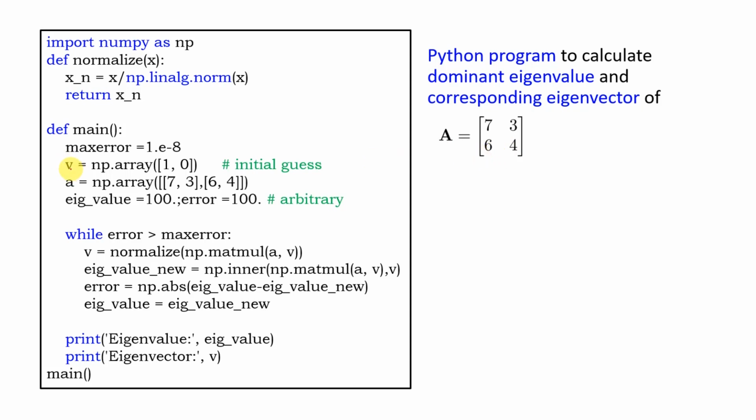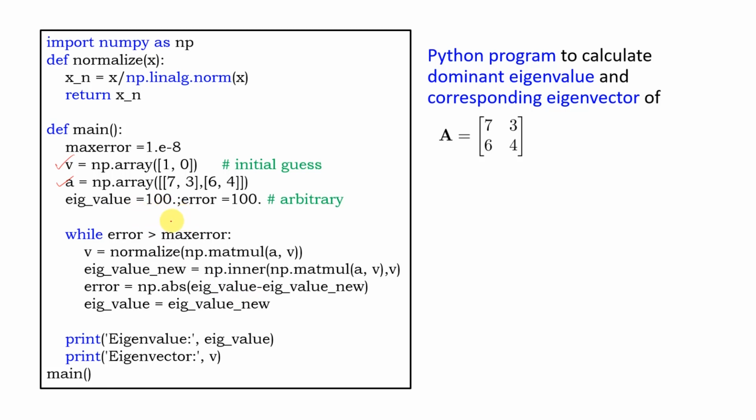Here you can see that this is the initial guess of our eigenvector, and this is the matrix A, that is 7 3 6 4. The eigenvalue 100 and error 100 are just arbitrary numbers to start the iteration, because this is a while loop, so I need some value of this error to begin with. This error is the difference in absolute value between the eigenvalues, new and old. So I have given some arbitrary eigenvalue.